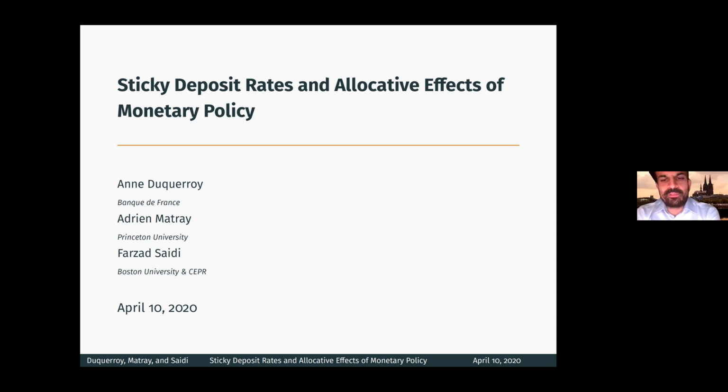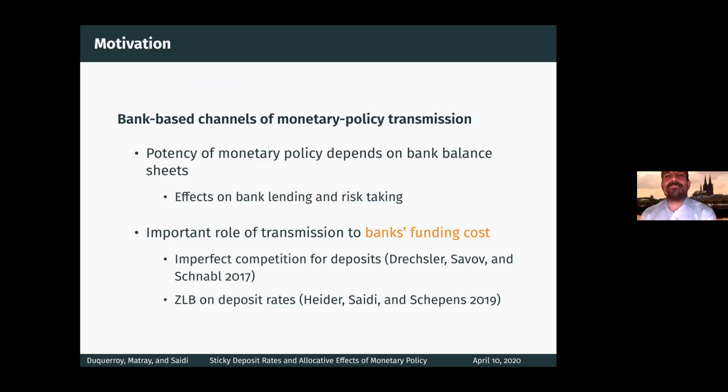I'm not sure this is really about innovative investments, but I'll try to make an innovative paper. So what is this about? We start out from the premise that monetary policy is transmitted to the real economy via banks. This means that the potency of monetary policy depends on bank balance sheets, and as such, monetary policy can affect the quantity of bank lending, but also its quality, in the sense of bank risk-taking.